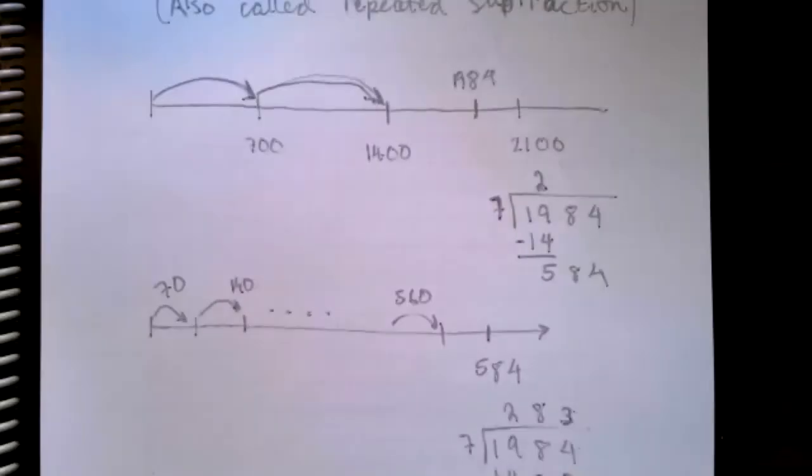Okay, so we got the partitive division algorithm, or the partitive interpretation, the measurement interpretation. I do want to show you one example using the chip model.